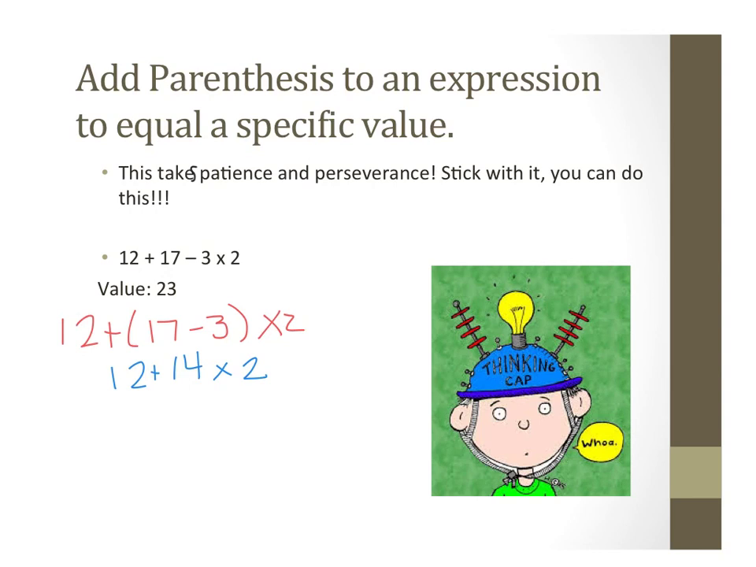Multiplication comes next. 14 times 2 is 28. Still have my plus 12. Now, 28 plus 12 is 40. That is not the value of 23 I wanted. So I know the parentheses are not going to go around 17 minus 3. Let's try another way. Let me erase this.